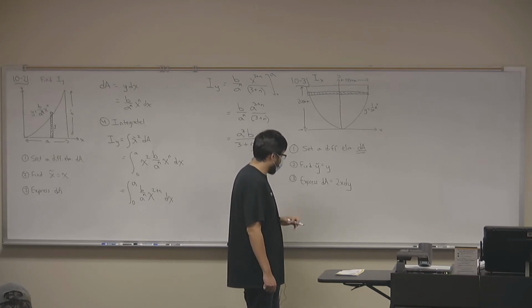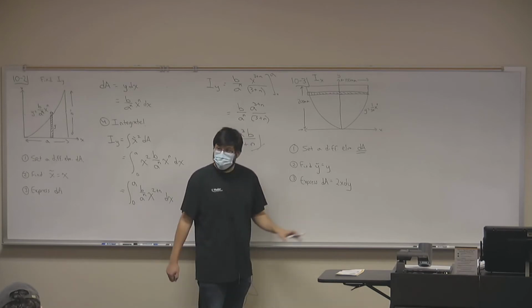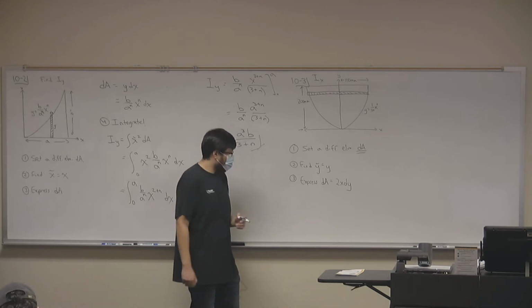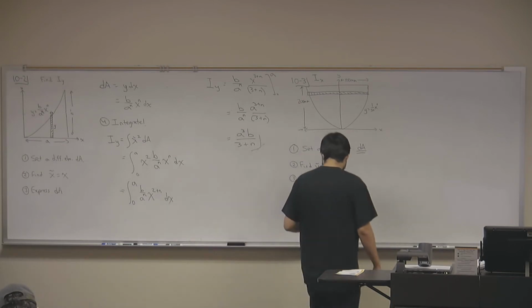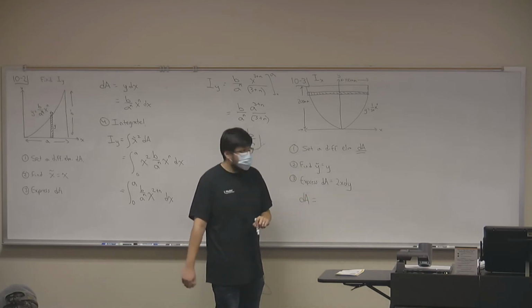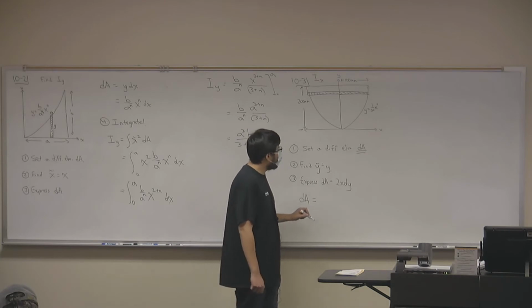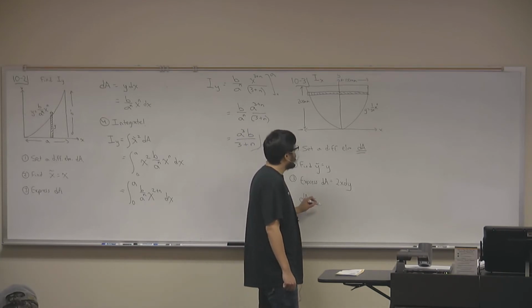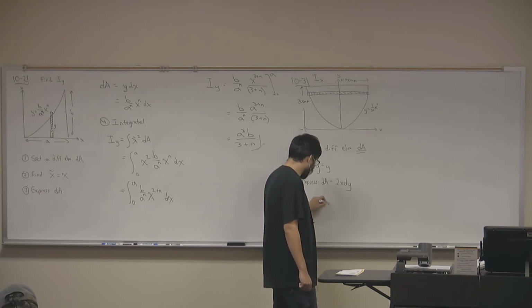Okay, no problem. So we express dA. Let's move on. So then you integrate. No, but you have to put x in terms of y. How do I do that, Tuong? So y equals 1 over 50 x squared, so x is equal to the square root of 50y. Okay. Like this?